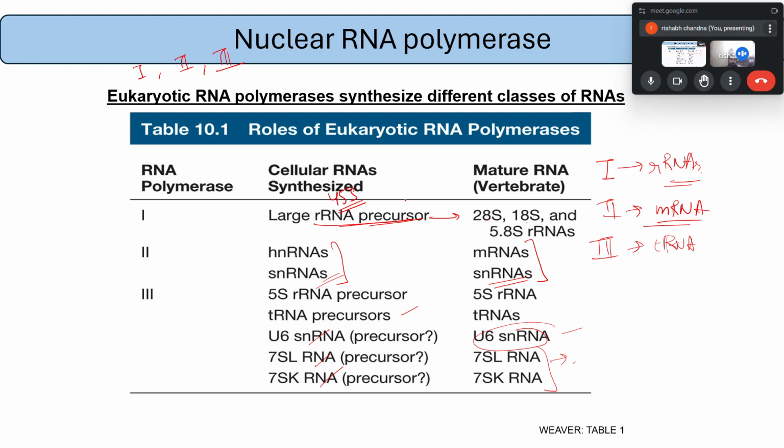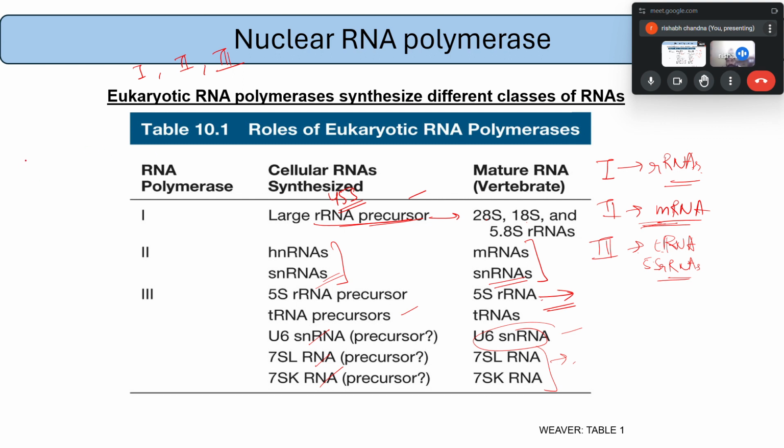So RNA polymerase 1 encodes all types of rRNA except for the 5S rRNA, that is encoded by the RNA polymerase 3. Okay. The RNA polymerase 2 encodes mRNA and snRNAs. RNA polymerase 3 encodes tRNA, 5S rRNA, and various small RNAs. Okay, so these were the basic functions of the RNA polymerase 1, 2, and 3.